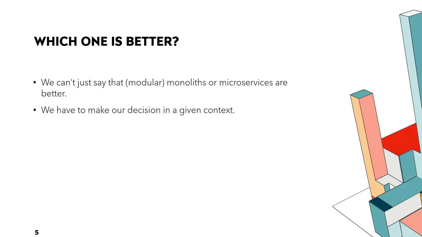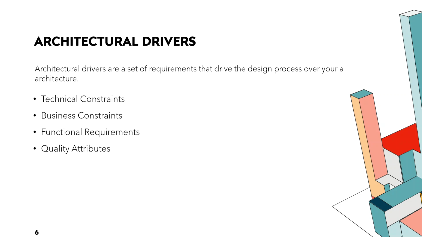It's not easy to decide what architecture, but to make the decision, we have to consider the given context, and what are those considerations that we usually use. We have these architectural drivers. These are the set of requirements that drive the design process of your architecture. So we have number one, technical constraints.